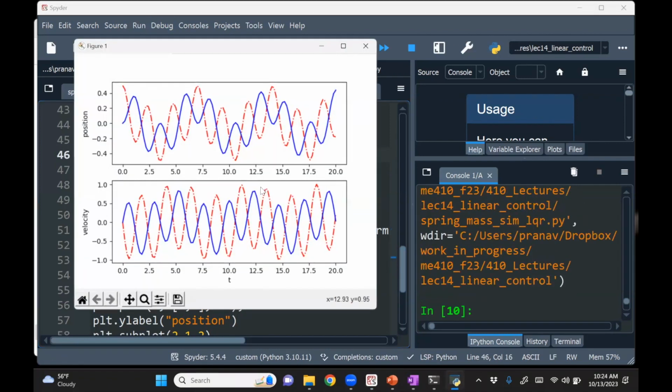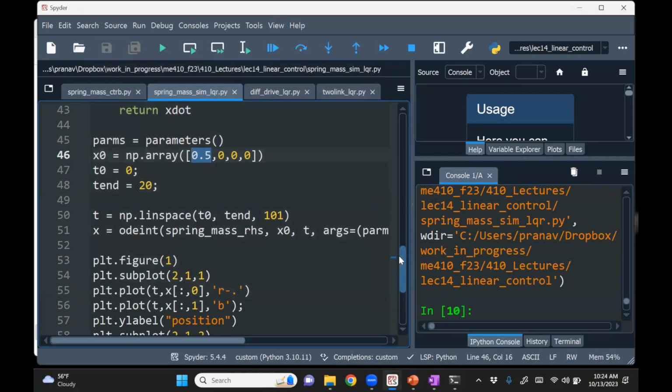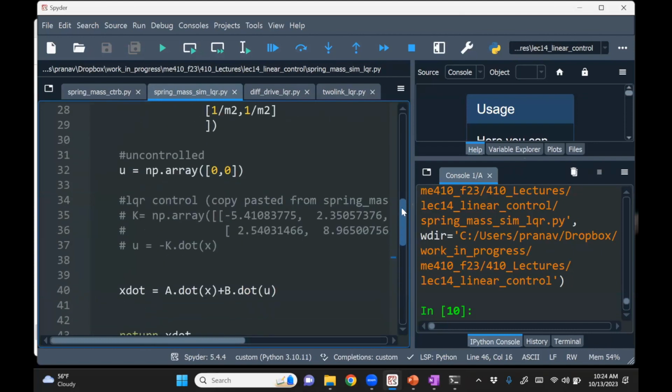If I let it go, then you see the position is wobbly, velocity is wobbly, and it just keeps doing that. It'll do that forever because the system is neutrally stable. There's no damping. There's nothing dissipating energy. It's a conservative system. Okay, so now what control can do for you is get you back to 0 as fast as possible. So I can comment this, uncomment the gain K.